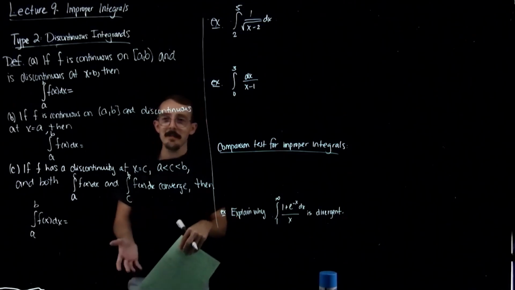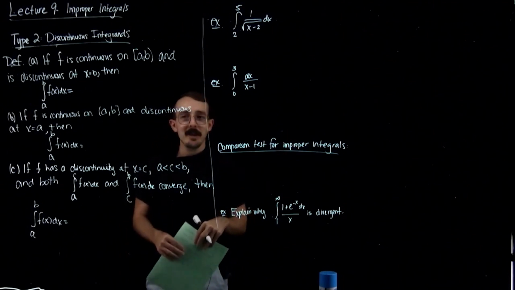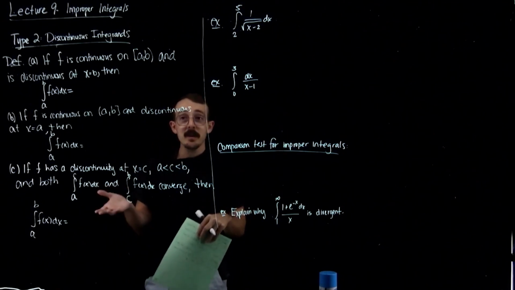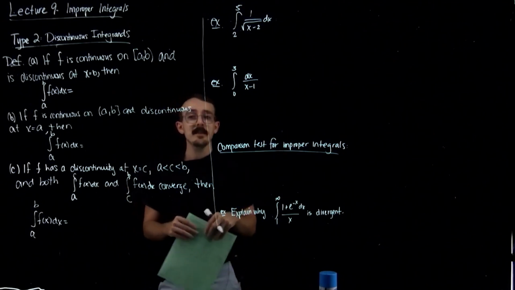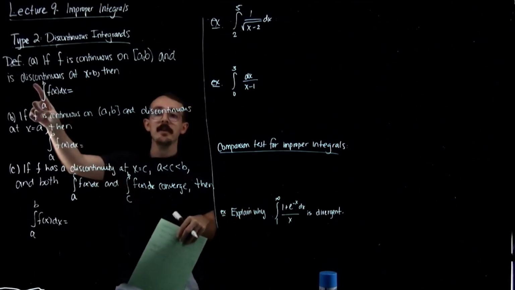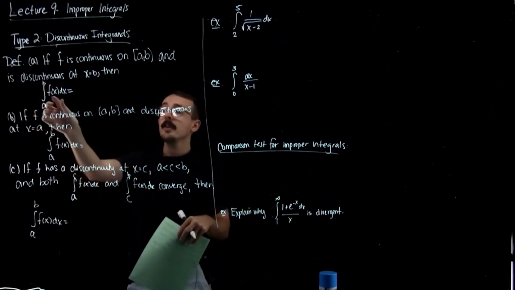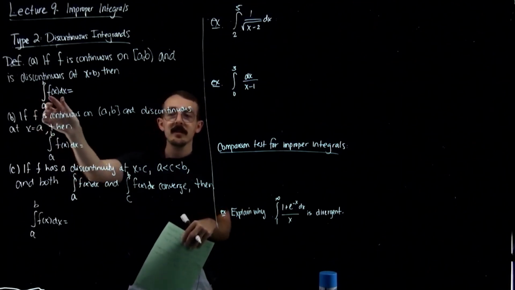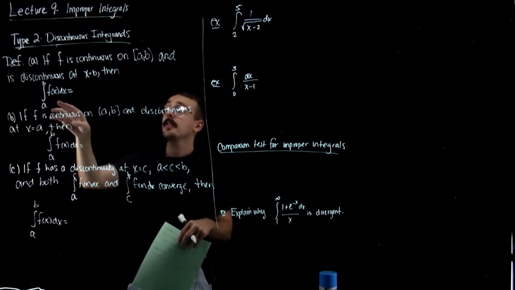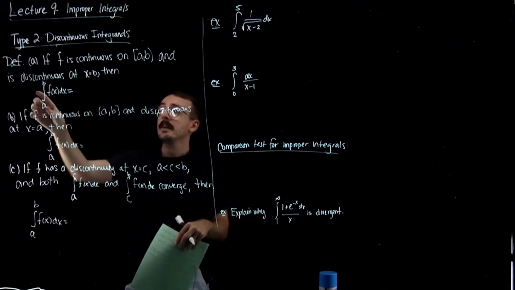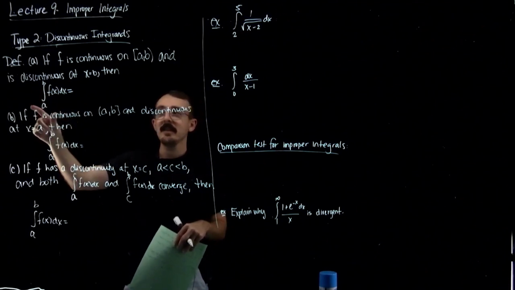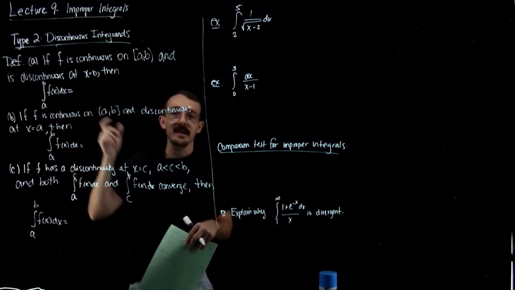Hello, everybody, and welcome back. So in this part of the video, we're going to talk about type 2 improper integrals. These are integrals where, on the bounds of integration from a to b, you have a discontinuity for the function you're integrating. So we have an integral from a to b. These aren't necessarily some type of infinity, but f of x is not a continuous function.